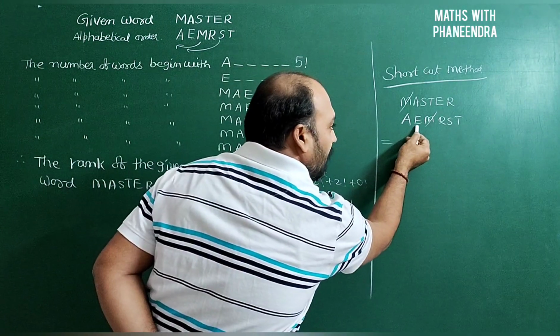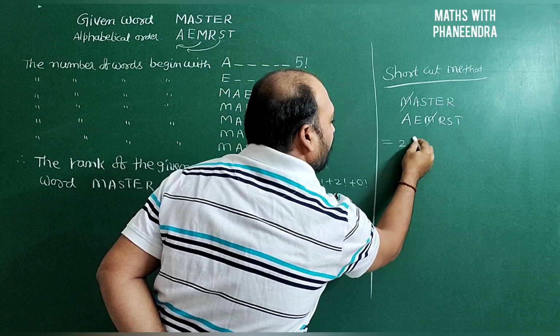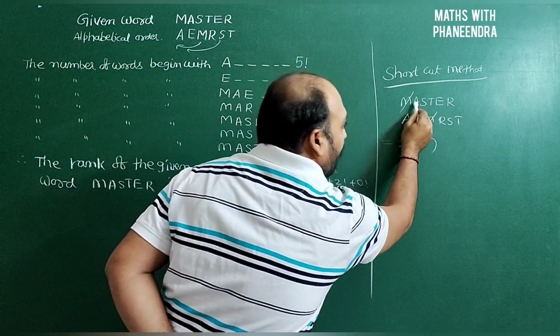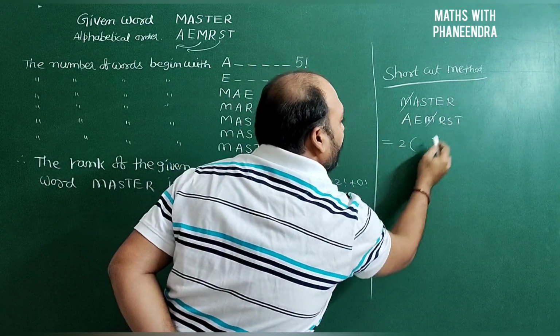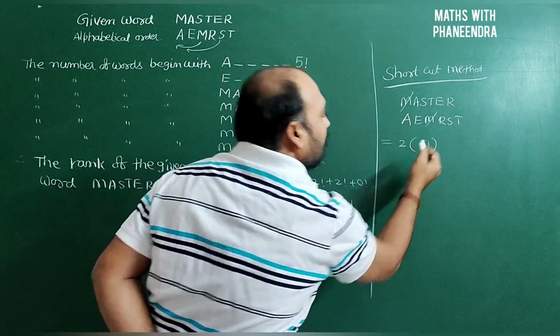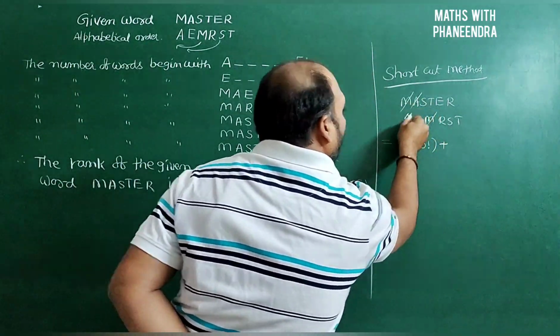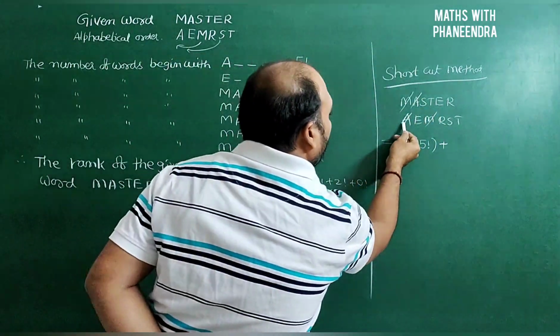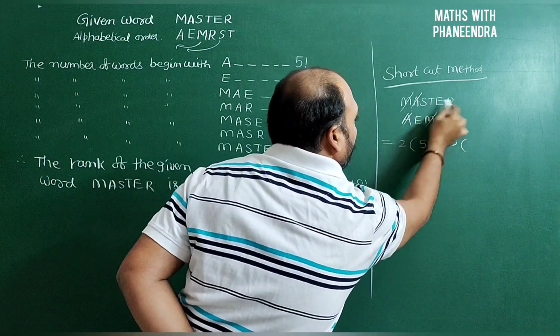In the alphabetical order, before M how many letters are there? 2 letters are there. Keep in bracket. And how many after cancelling the M letter in the given word? After that 5 are there. So 5 factorial you can write it. Similarly, A gets cancelled. Before A, how many letters are there? No letters are there, 0. After that, 4 letters are there.